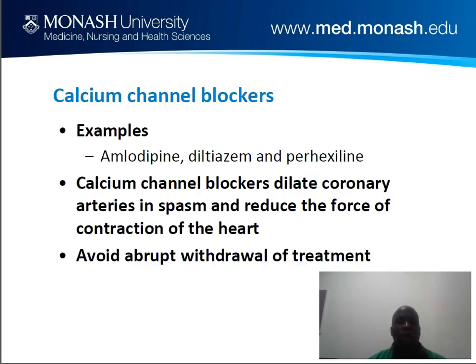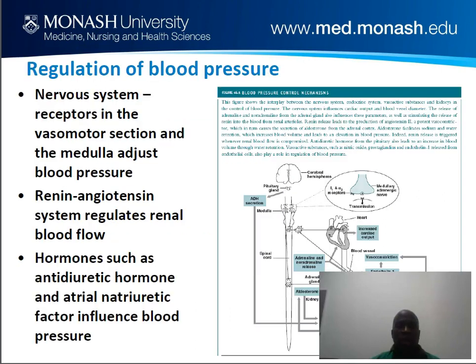heart rate. The next drug group is called calcium channel blockers. Examples of such drugs are amlodipine, bepridil, and perhexiline. Basically, the calcium channel blockers dilate coronary arteries and reduce the force of contraction in the heart. These are highly specific on the coronary arteries. And it's important that when you use such kind of drugs, you avoid abrupt withdrawal of treatment. It can have these effects.